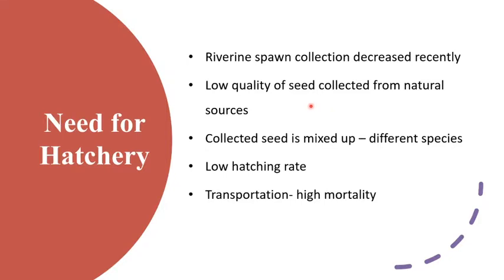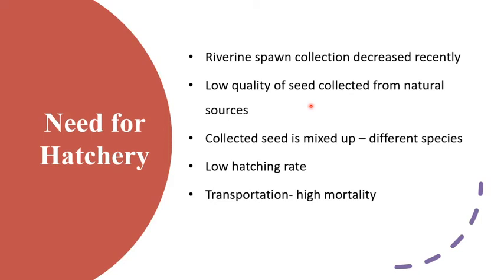Students, let us see why hatcheries are needed. Hatcheries for seed production are needed because riverine spawn collection has decreased recently due to species-specific unavailability and growing pollution of rivers. Low quality seed is collected from natural sources like rivers and ponds. Collected seed is mixed up with spawn of different species. We cannot get species-specific availability of spawn, as said earlier.